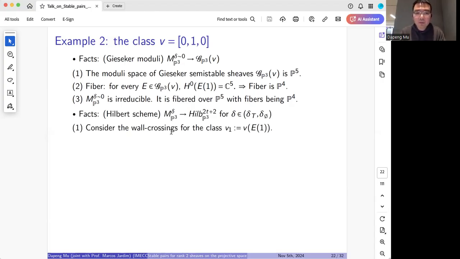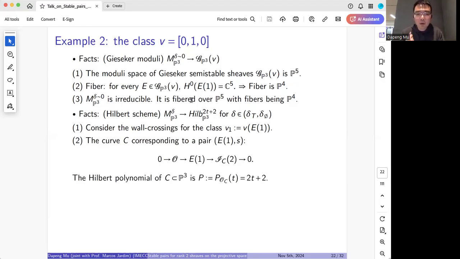Firstly, I will need to say we no longer consider the wall crossings for the class V, but we have to twist V by 1. So we have to consider class V1, which is defined to be the class of this E twisted by 1. The reason is otherwise, if you consider wall crossings for V, then the fiber Gieseker moduli will be empty because there are no sections for E, but there are sections for E twisted by 1. So we consider wall crossings for V twisted by 1, in order for the fiber Gieseker moduli to show up.